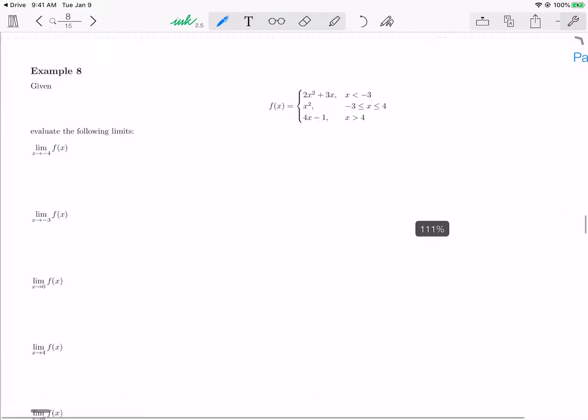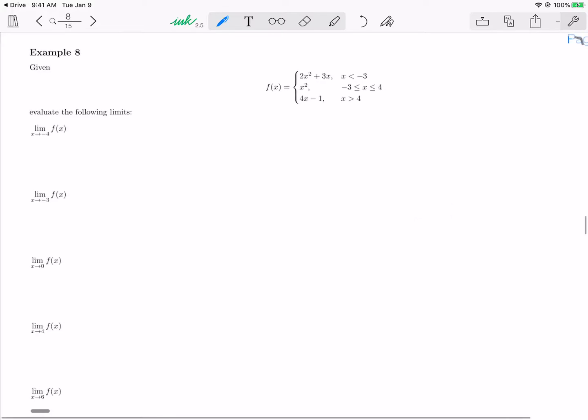All right, now I've got a piecewise function, which for whatever reason trips people up a lot. And something that's helpful, in my opinion, is to notice that this is splitting up at negative 3 and then again at x equals 4. So sometimes it's very helpful to make a number line. So it's split up at negative 3 and 4.